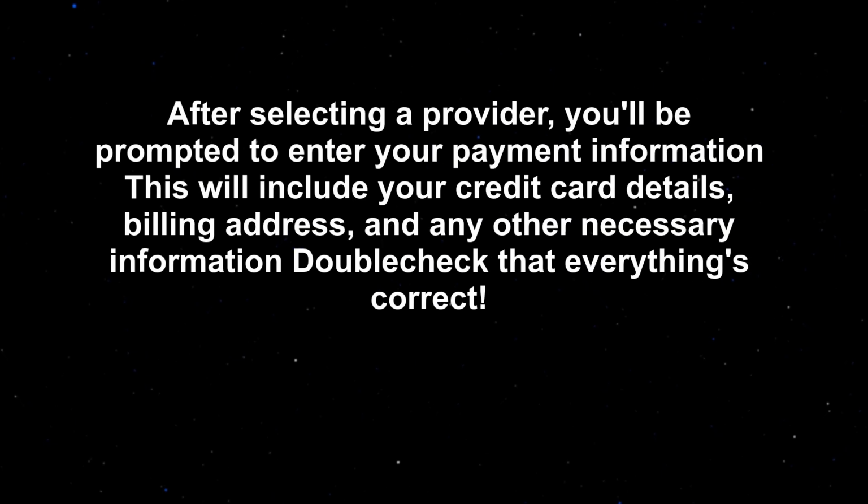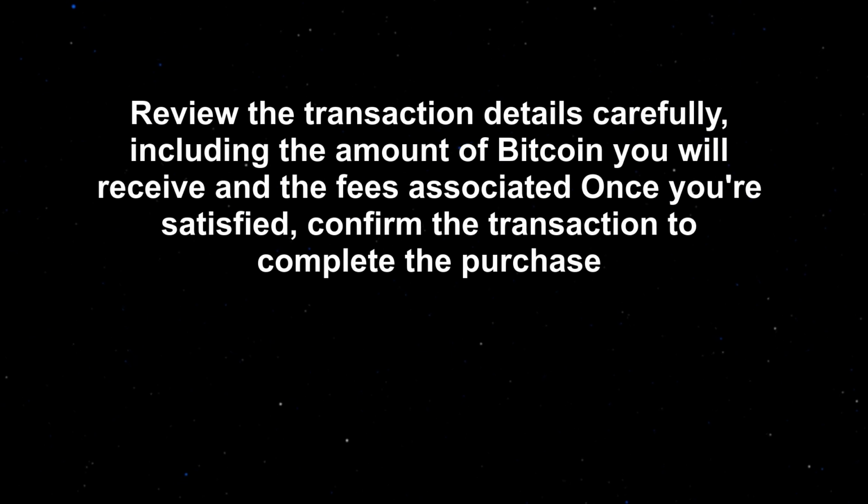After selecting a provider, you'll be prompted to enter your payment information. This will include your credit card details, billing address, and any other necessary information. Double-check that everything's correct. Review the transaction details carefully, including the amount of Bitcoin you will receive and the fees associated. Once you're satisfied, confirm the transaction to complete the purchase.